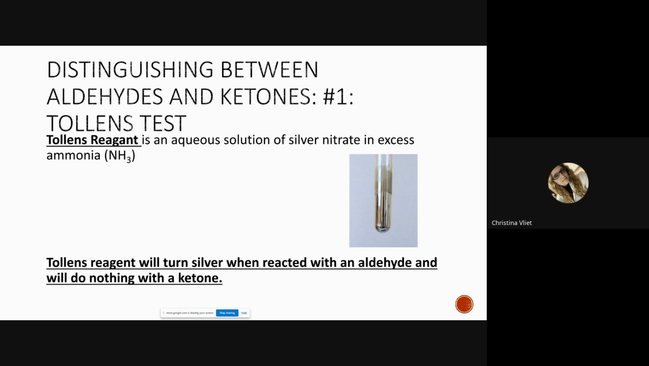The first one is called Tollens reagent. If you have an aldehyde and you add Tollens reagent, which you're going to create and make on Friday, I'm going to give you the instructions for that. It is an aqueous solution of silver nitrate. You remember about silver? Anything about silver nitrate?